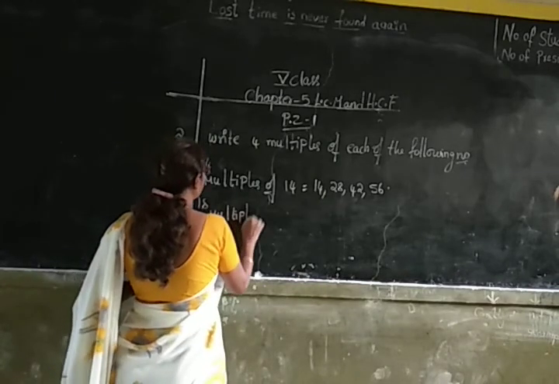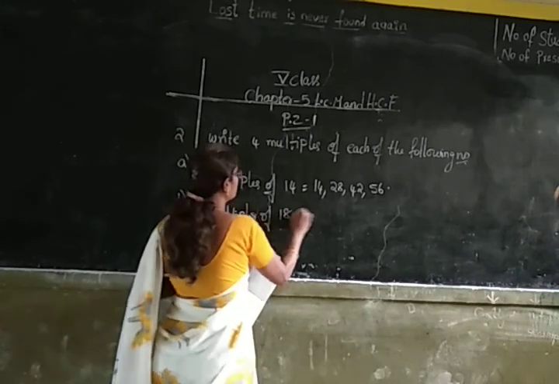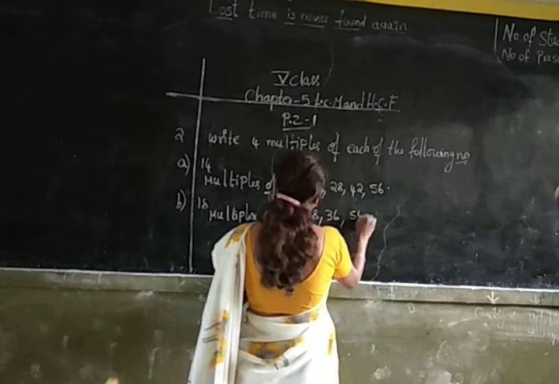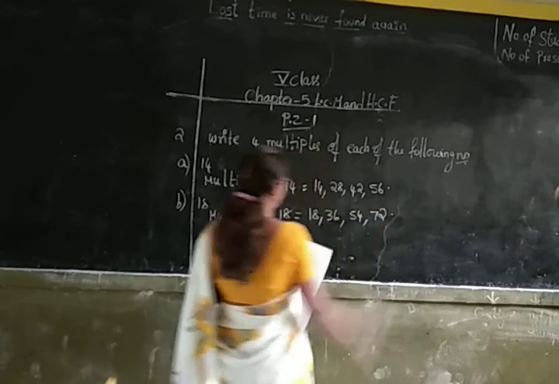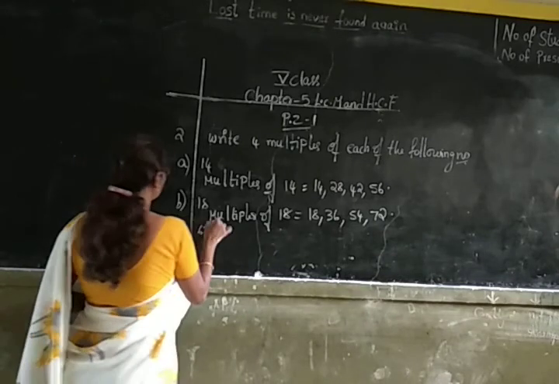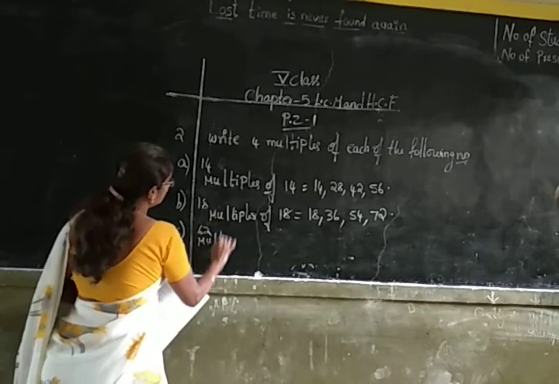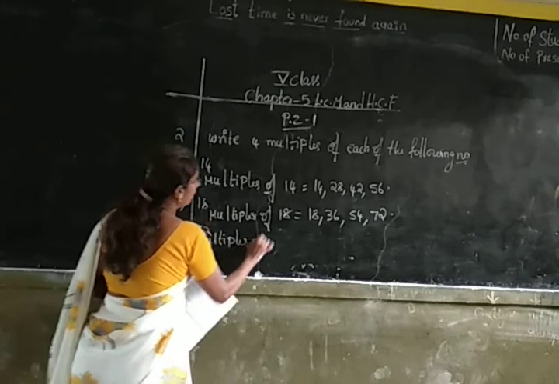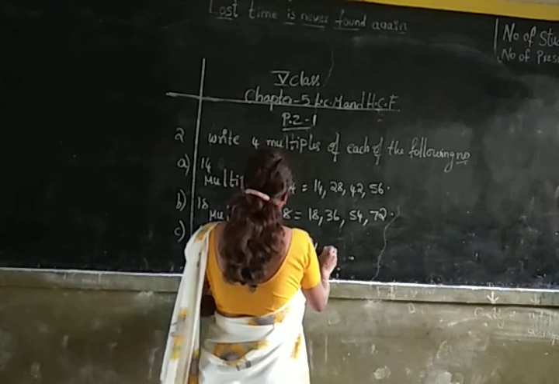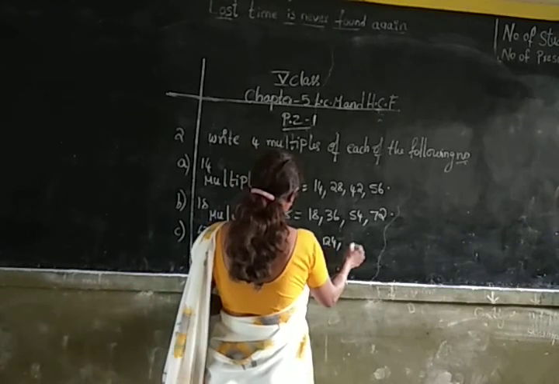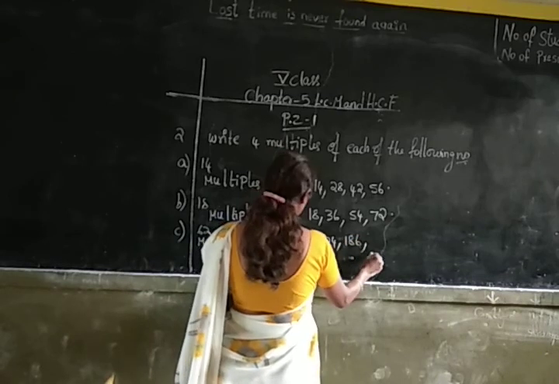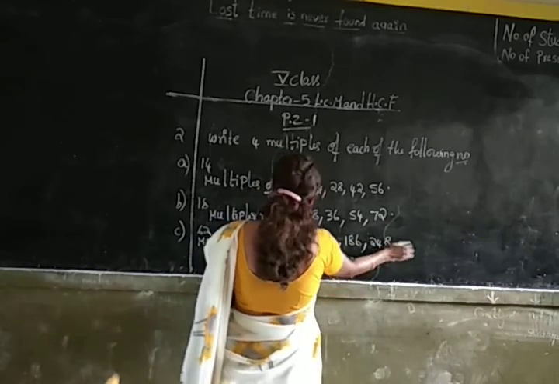Multiples of 18: 18 ones are 18, 18 twos are 36, 18 threes are 54, 18 fours are 72. Okay children, let us do the third sum. Let us write down the multiples of 62. 62 ones are 62, 62 twos are 124, 62 threes are 186, 62 fours are 248.